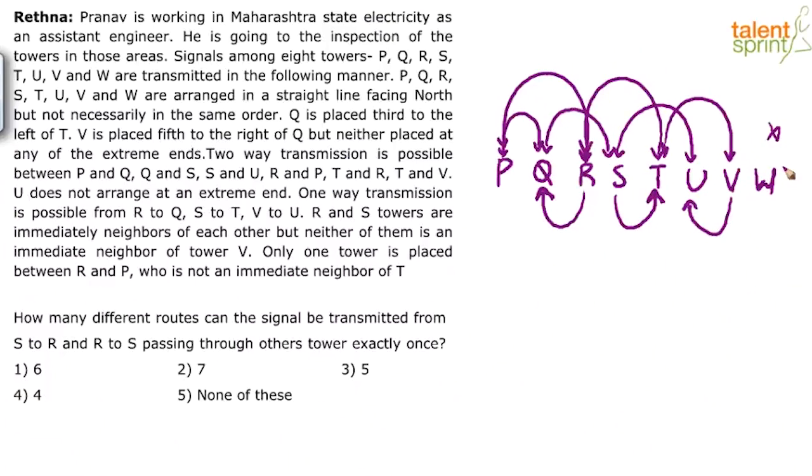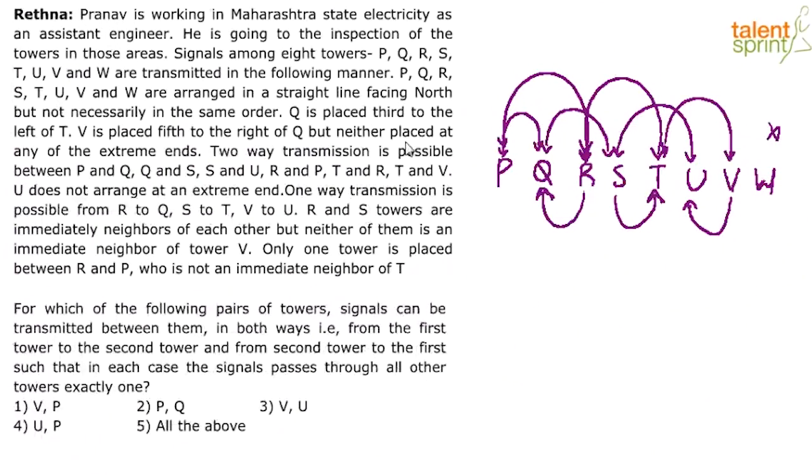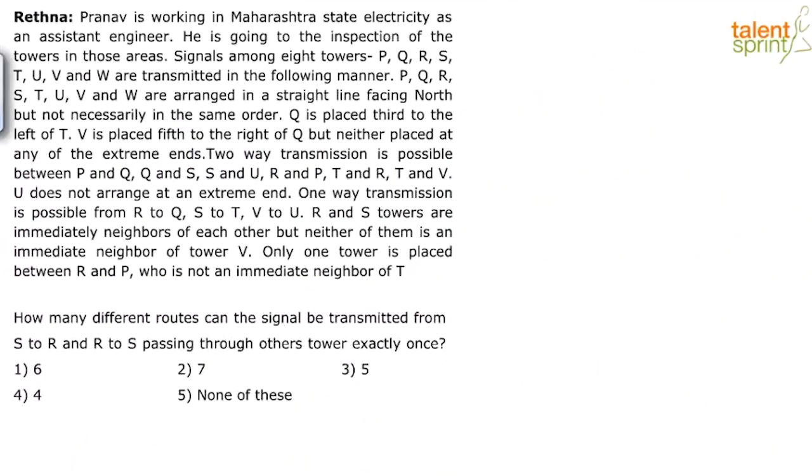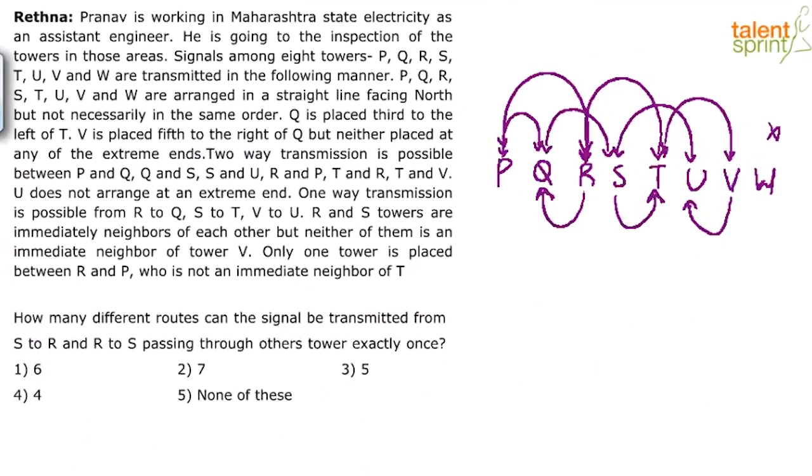How many different routes can the signal be transmitted from S to R and R to S, passing through other towers exactly once? But here he has not mentioned all the other towers, so maybe we can consider some of the other towers. He has just mentioned passing through the other towers exactly once. In the previous question, he had mentioned all other towers; here he mentioned the word all. In the next question he just mentioned other towers. So maybe we can just consider some of the towers. We have to pass the signals from S to R and R to S, so we have to consider both of them separately.